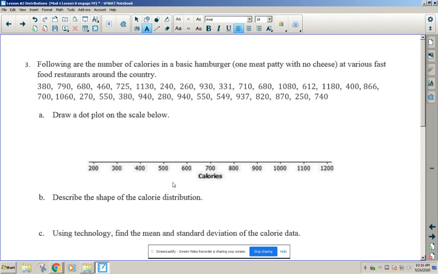But if you are looking at this data and you have a number line, a dot plot, oops, in the wrong thing. A dot plot is when you actually make a dot for each piece of data. Like for 380. 380 is somewhere before 400. So I'm going to put a dot right here. And then I have 790. Well, 790 is almost 800. So right now, turn off the video until you are done making this, and then turn it back on. And check your work against my work.